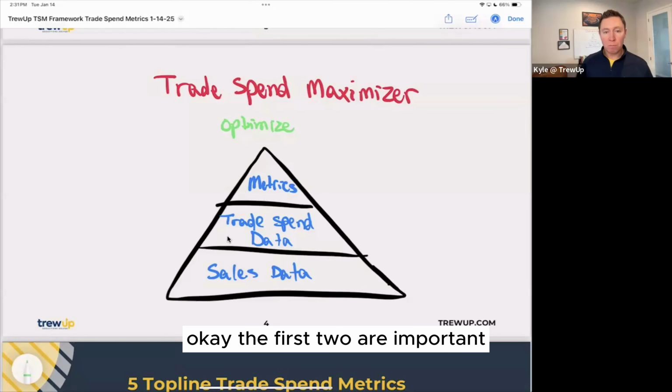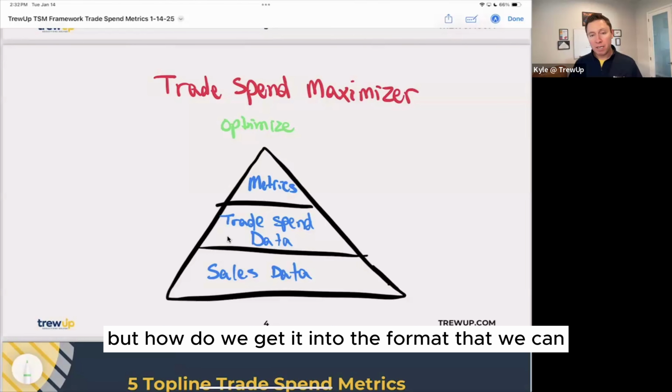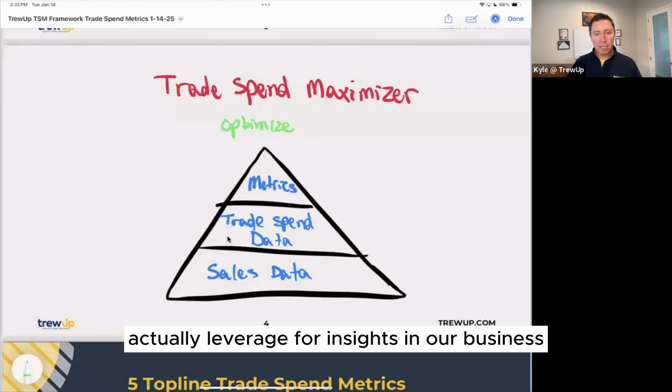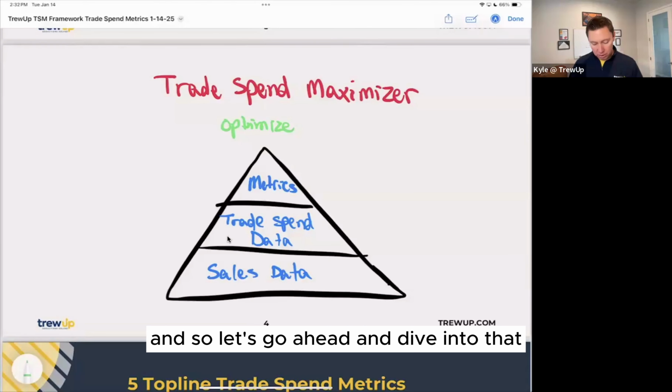Okay, the first two are important. We know what sales data and trade spend data is, but how do we get it into the format that we can actually leverage for insights in our business? I covered that in the first two. Now we're going to cover metrics. And so let's go ahead and dive into that.